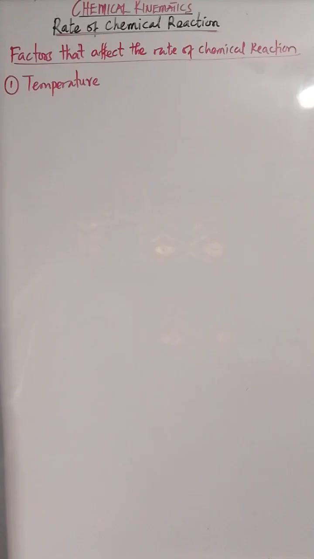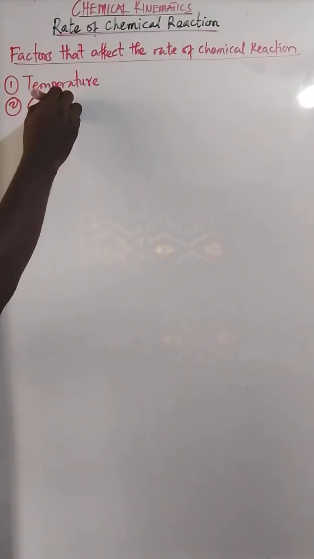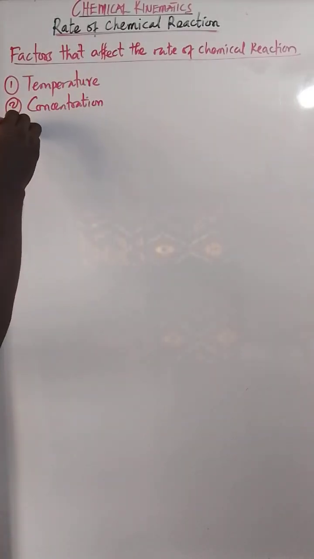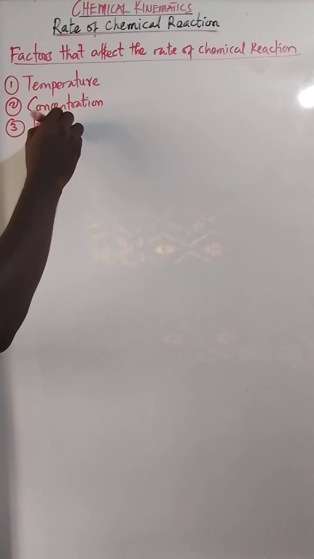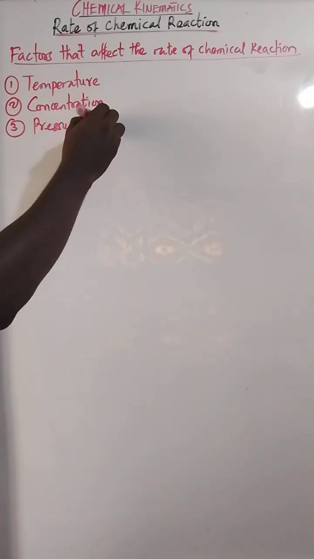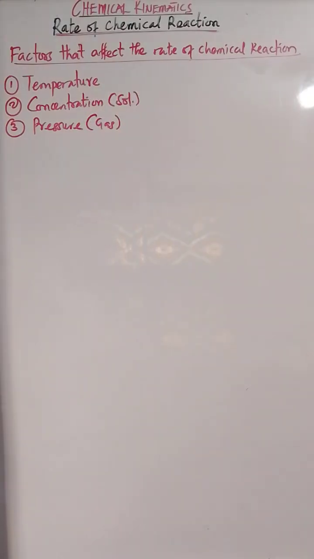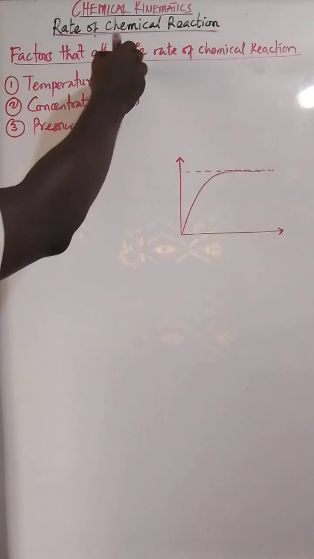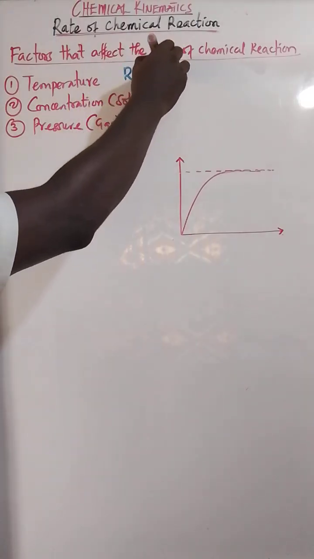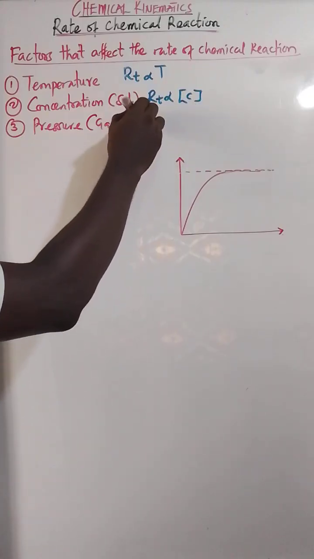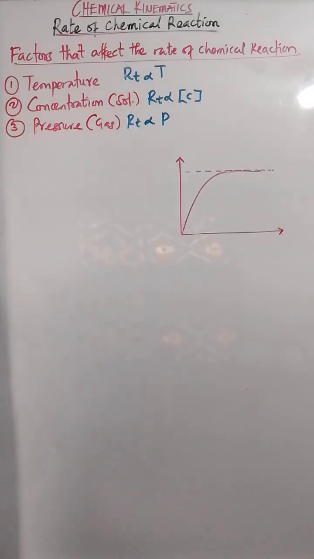Let's take other factors. We've explained number one, temperature. Number two, we can say concentration of the reactant. For gases, we say pressure of the reacting species. So we use pressure to describe gas. Concentration for what? For solution. For the first one, we said the more the temperature, the more the reaction rate. So the more the concentration, the more the reaction rate. The more the pressure, the more the reaction rate.